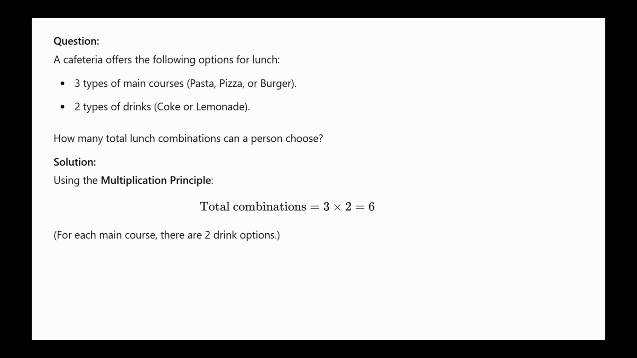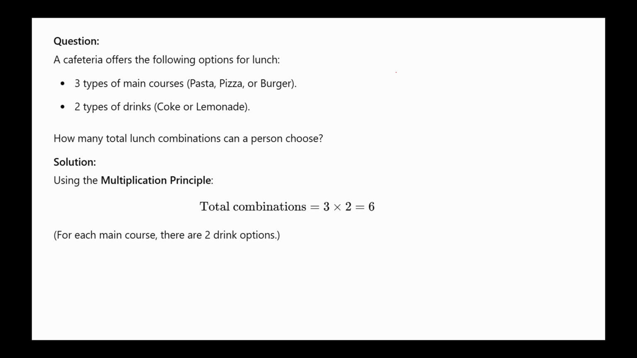Now this is a question of multiplication principle, of course. A cafeteria offers the following options for lunch: 3 types of main courses, 2 types of drinks. How many total combinations can a person choose? That means first of all, I have to choose one from the main course and I have to choose one from the drinks as well.